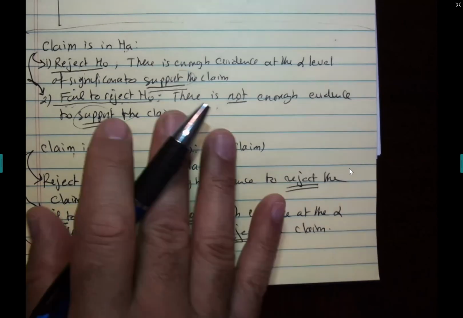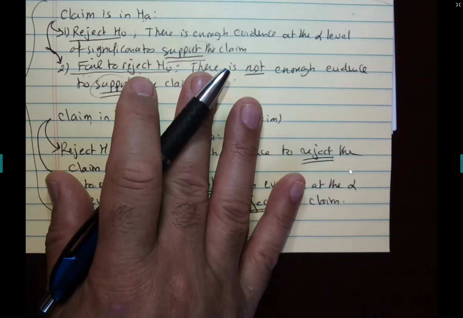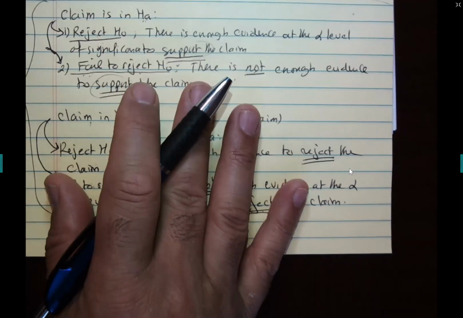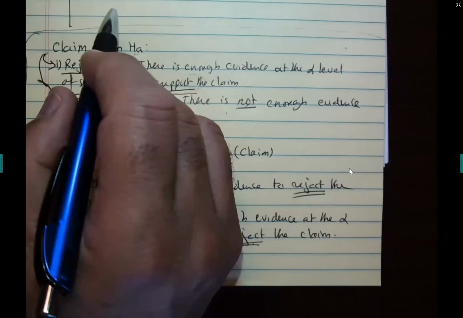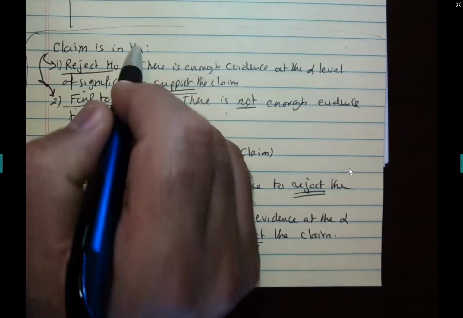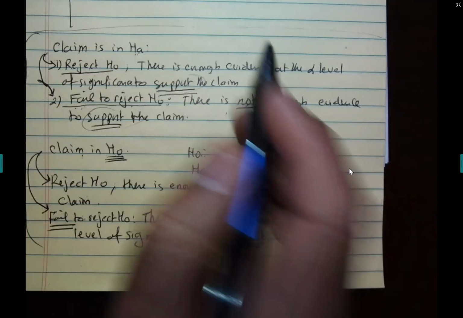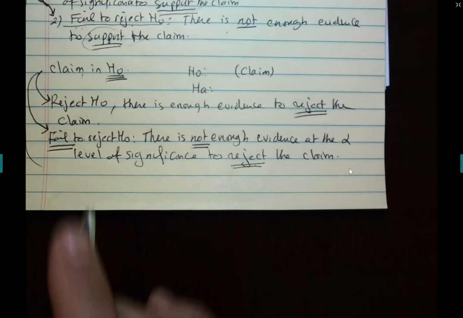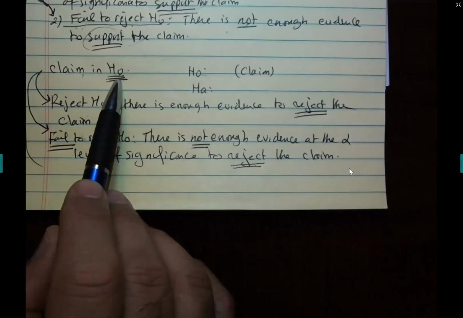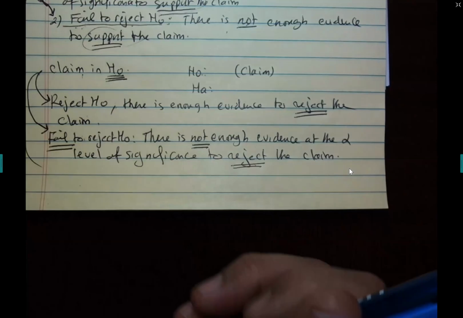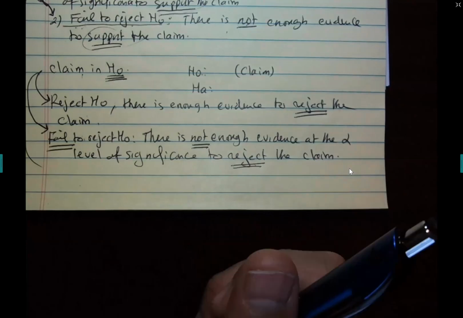There are another 2 scenarios, guys, that we haven't done much of because in most of the questions we ended up having the claim in HA. But what about if the claim is not in HA? What about if it is in H0? Probably the question you ask me is, how do I know if the claim is in H0 or HA? Well, it depends on the question.